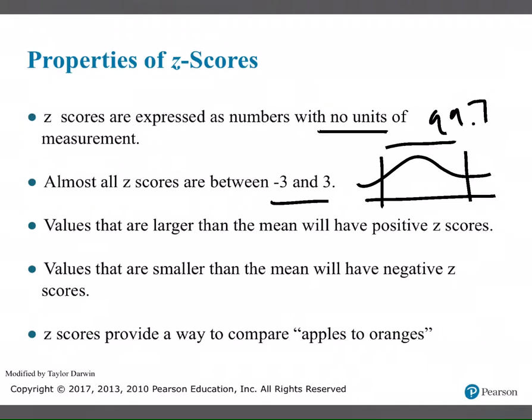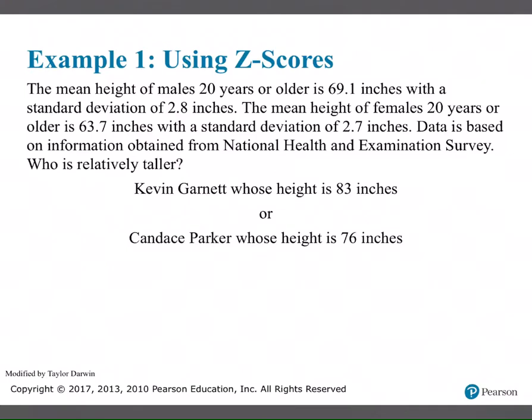Values that are larger than the mean will have a positive z-score, and smaller than the mean will have a negative z-score. And again, z-scores just give us the ability to compare things that we wouldn't normally be able to compare. So let's go back to that example. And we want to know who's relatively taller. We can do that now with z-scores.